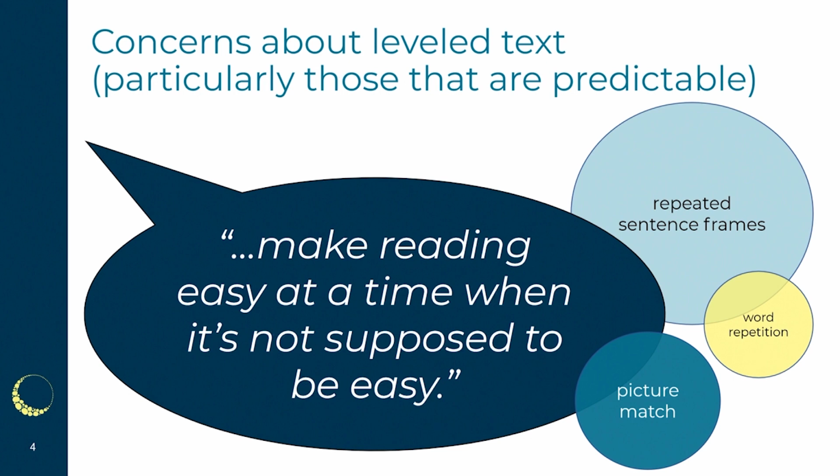The bubbles on the slide show that the texts offer repeated sentence frames, so kids can just say, I see the, or grandma's house has a. And a lot of word repetition, and then very high picture match. So you just have to read that sentence frame, look up at the picture, and plug that in, and you've now quote unquote read the book. So whether that's reading or not, we can talk about in another presentation, but it seems to make it too easy when it shouldn't be.